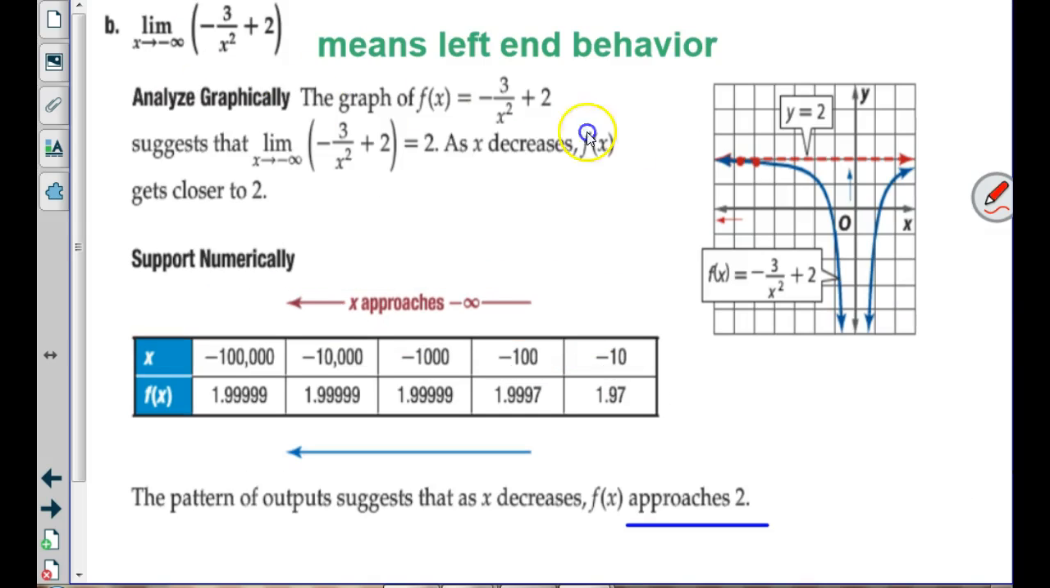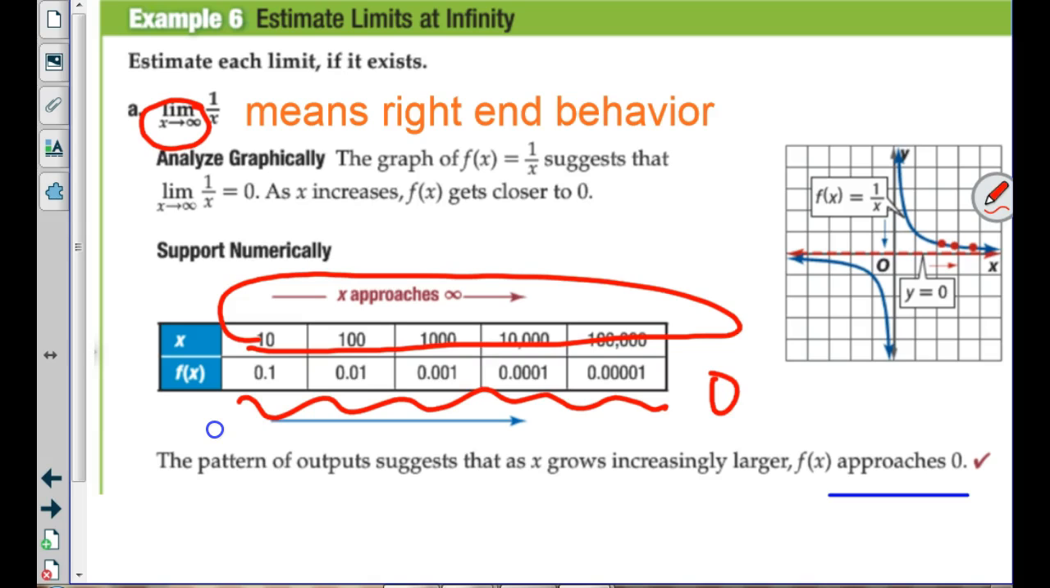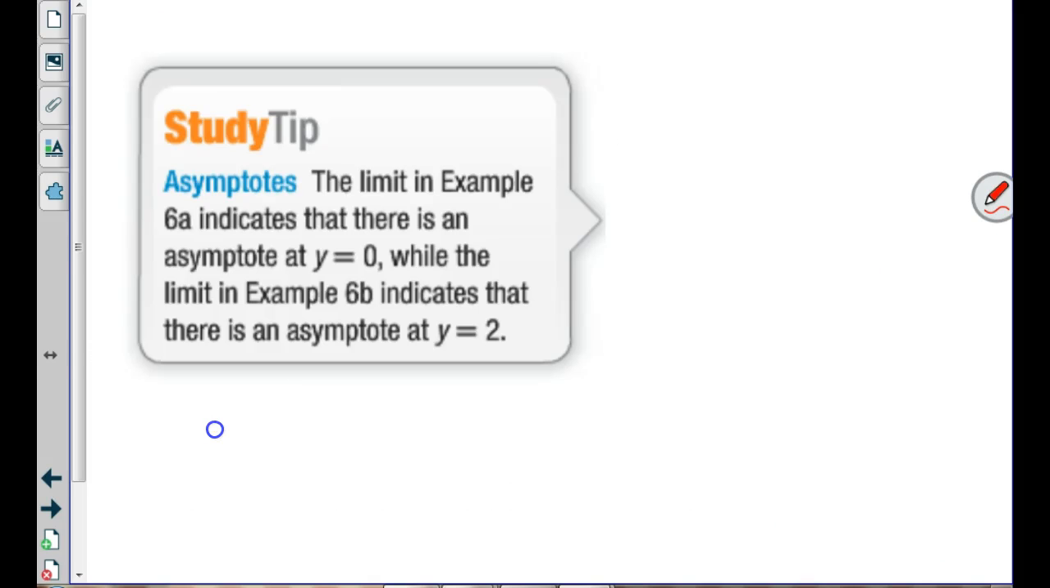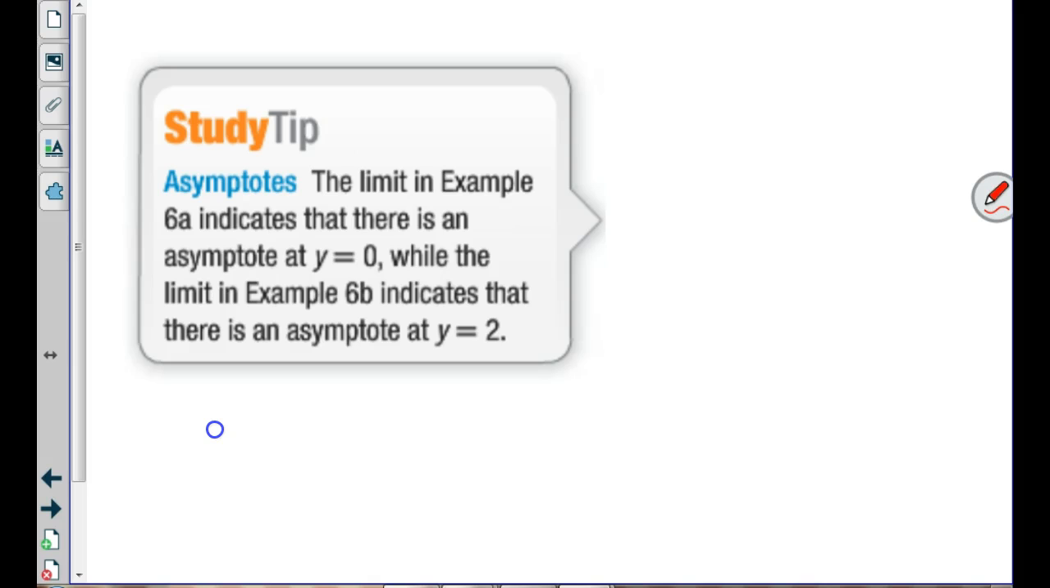All right, this graph, it's asking what happens, which end, which side? Negative infinity means far left, yes. So they put in really negative numbers, and what is it getting closer and closer to? 2. All right, the limit in example 6a, this one, indicates that there is an asymptote at y equals 0. Well, the limit in 6b, this one, indicates there's a horizontal asymptote at y equals 2.